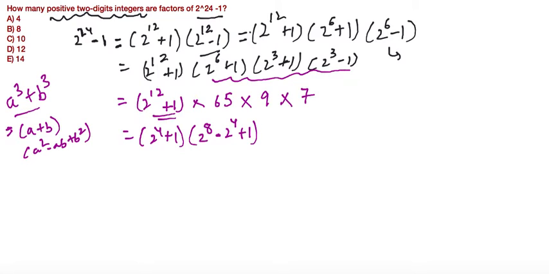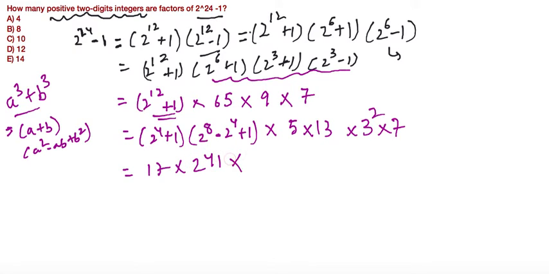And 65 can be broken into prime factors as 5 into 13. And 9 is, of course, 3 squared, and 7 is 7. Now 2 to the power 4 is 16 plus 1, 17, multiplied by 2 to the power 8, which is 256, minus 16 is 240, plus 1, 241. Multiplied by 5 into 7 into 13 into 3 squared. Okay, now we have basically broken down the original expression, which is a natural number itself, into its decomposition. We have decomposed it into its prime factors and their powers.